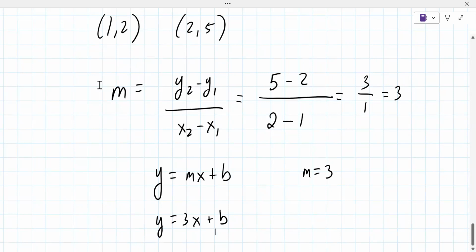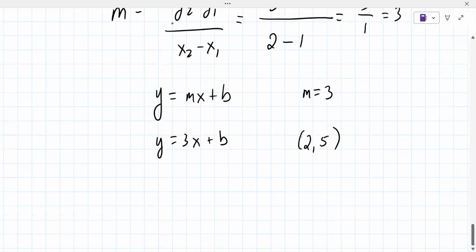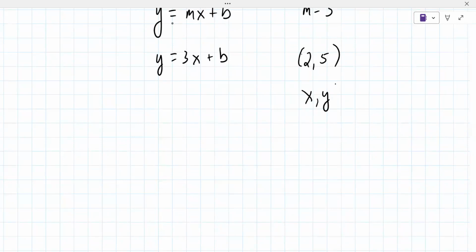I'm asking you now, which ordered pair do you want to use? 1, 2, or 2, 5? Which one do you like? Pick two, 5. Okay, so you're picking 2, 5. So what is the x value and what is the y value? The y value is 5. What's the x value? The x value is 2. Okay.